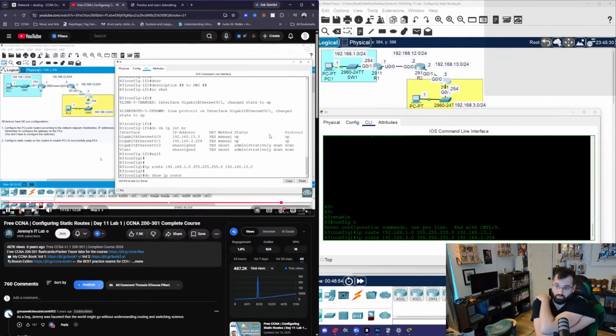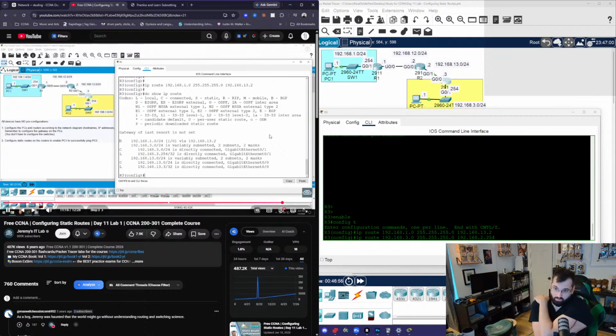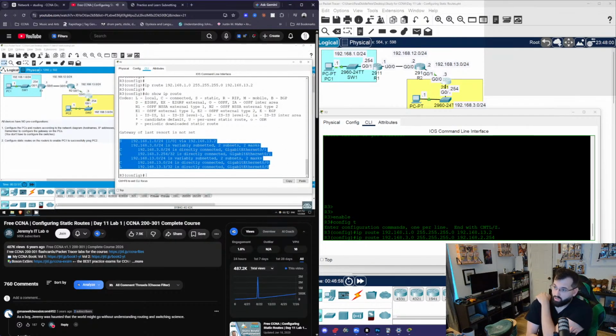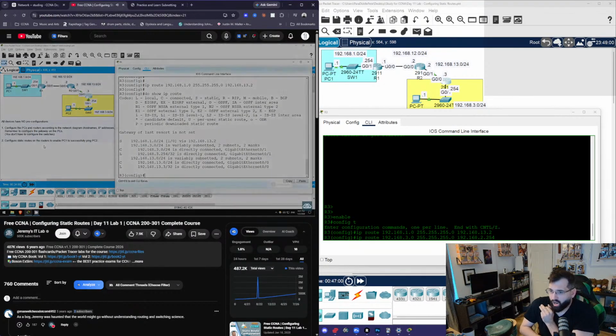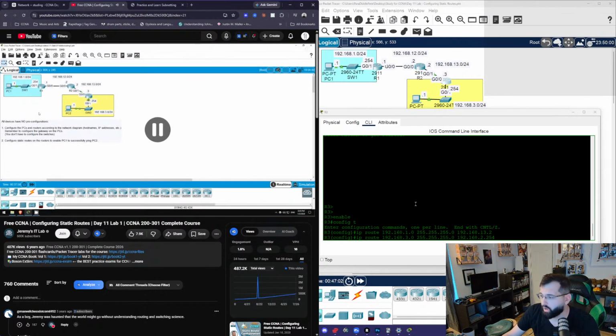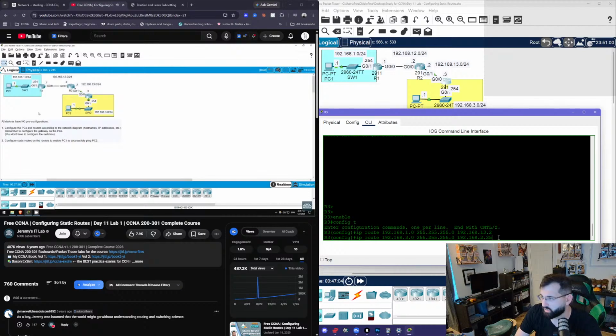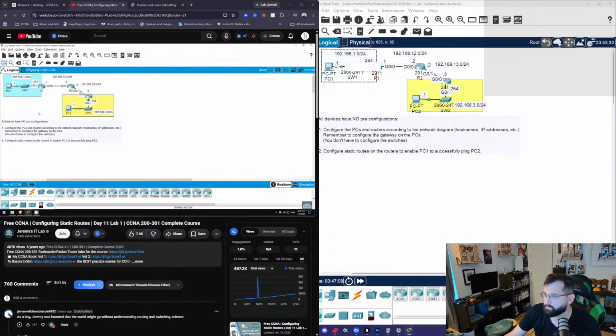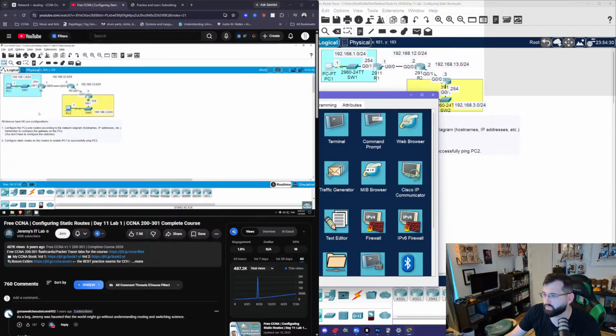Do show IP route. Okay, looks good. One static route, and the connected and local routes for each interface. Now let's go on PC1 and try out that ping. Okay, we don't need to do this because we are already directly connected to the network.